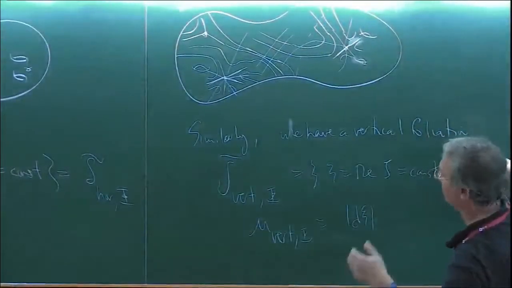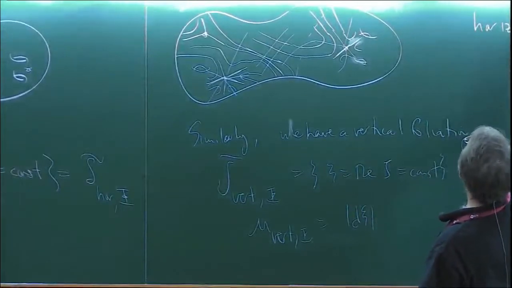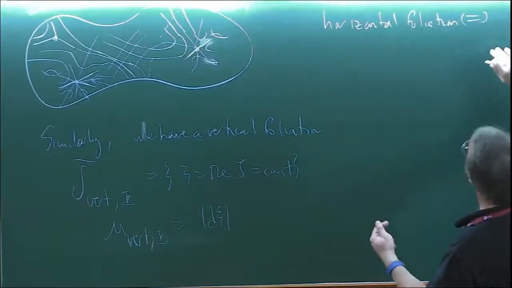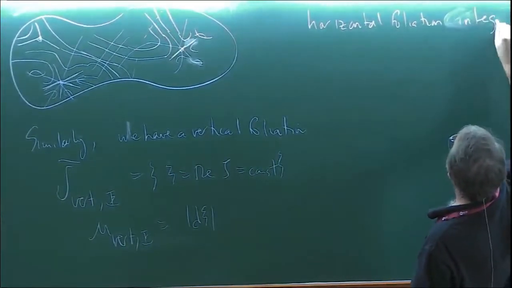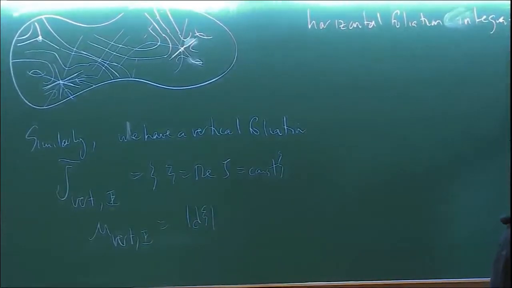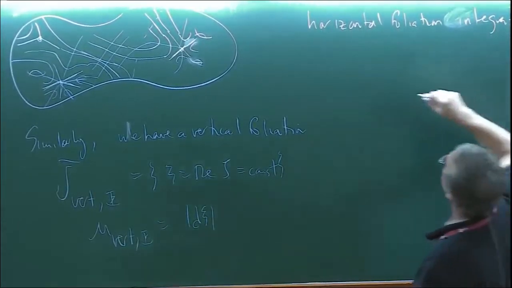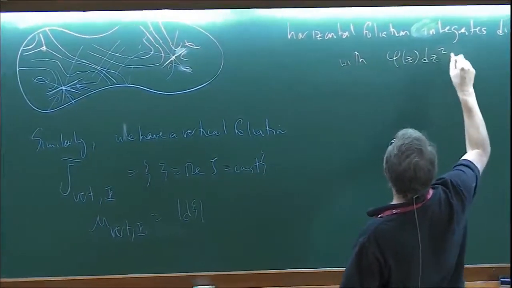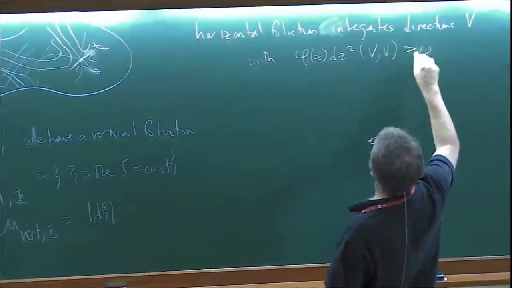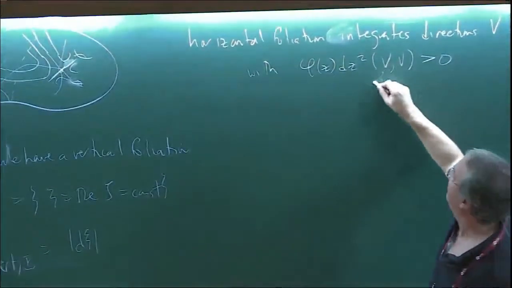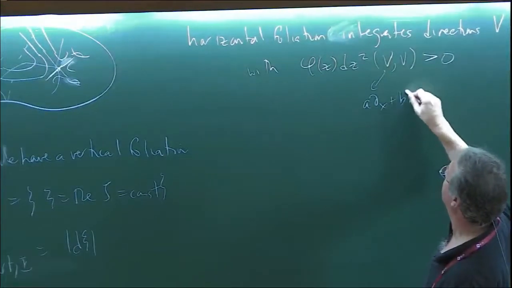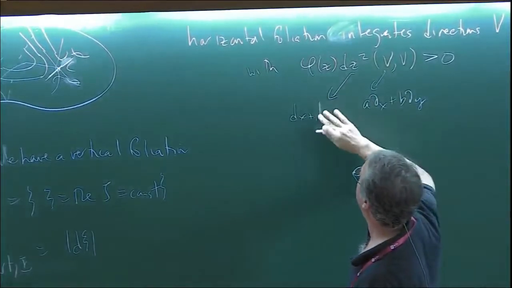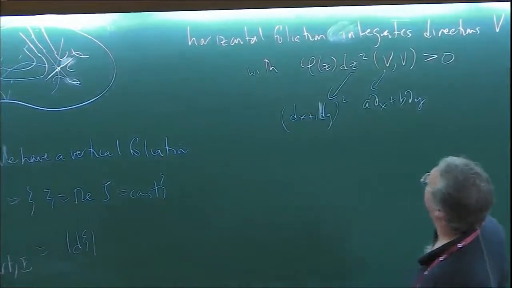Another way of saying it is that the horizontal foliation integrates directions v with phi of z, dz squared on v positive. What do I mean? Take v to be a d by dx and b d by dy. dz is dx plus i dy, and the whole thing is squared.